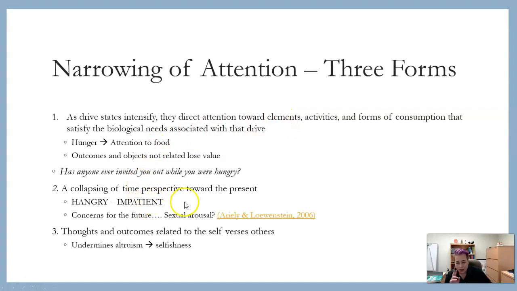Secondly, a collapsing of time perspective toward the present. It's harder for us to see things in the future when we're thinking about our present needs. And third, thoughts and outcomes related to the self versus others.